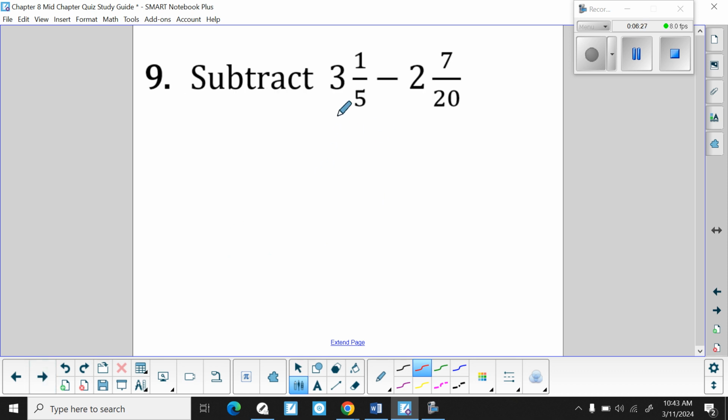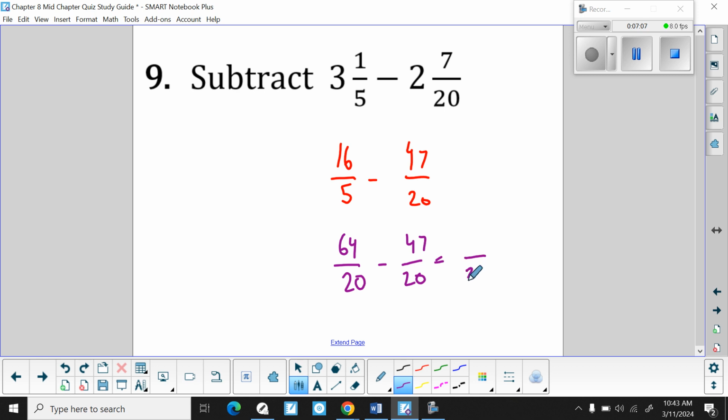All right, the last two problems were a review of subtraction and addition, so let's change these to fractions greater than 1. 3 times 5 is 15, plus 1 is 16 over 5, minus 2 times 20 is 40, plus 7 is 47 over 20. The common denominator for these two is going to be 20 times 4, so 4 times 16 is 64. This is 47 over 20, so 64 over 20 minus 47 over 20 is going to equal something over 20.